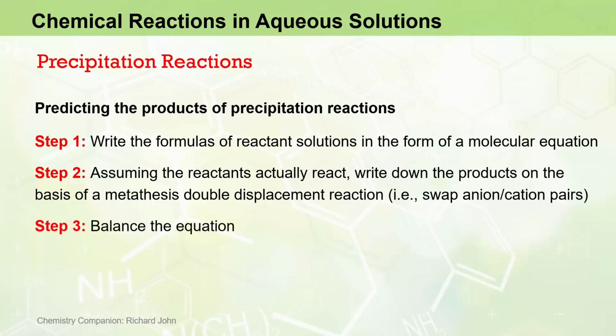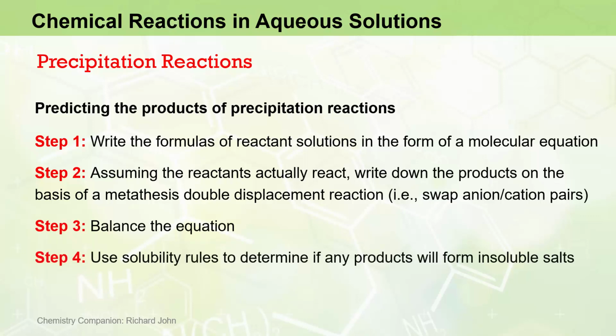We then balance the equation, making sure we write down the correct chemical formulas first, and then we use our solubility rules to determine if any insoluble solid precipitate will form. And then finally, if you need to write out the net chemical change that actually happens, then write out the full ionic equation, cancel out any spectator ions to give the net ionic equation.